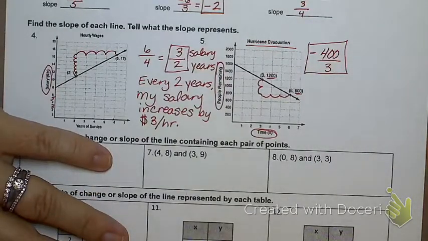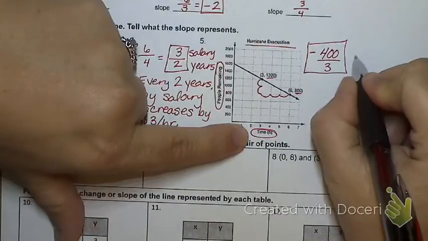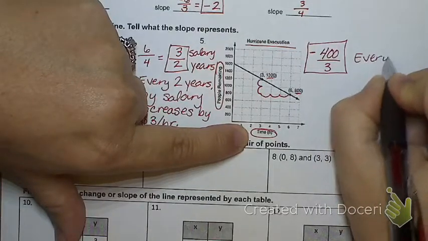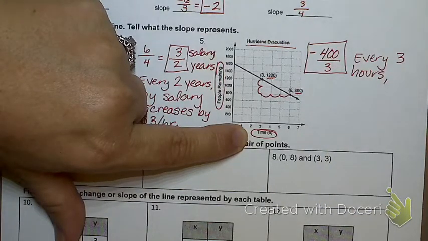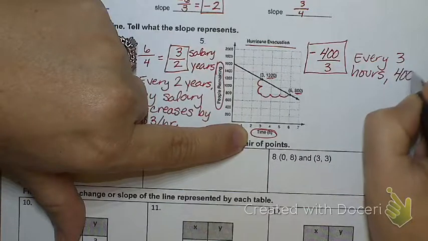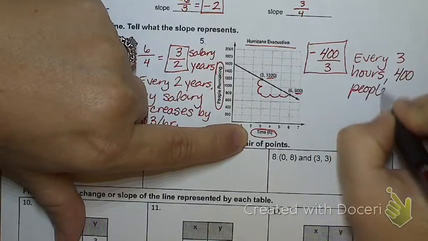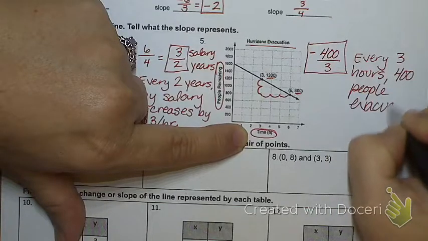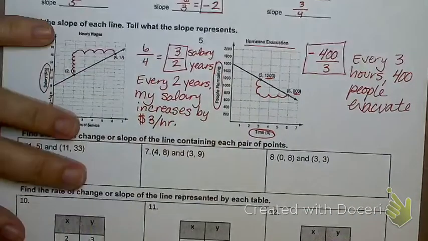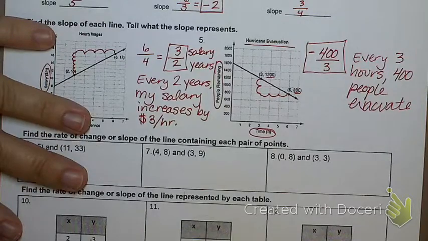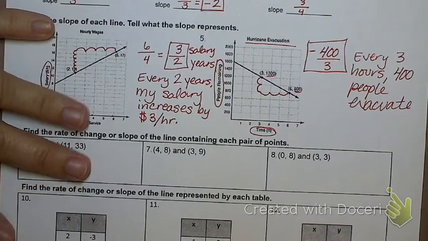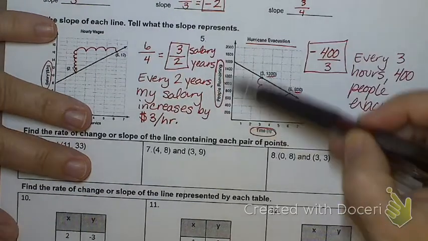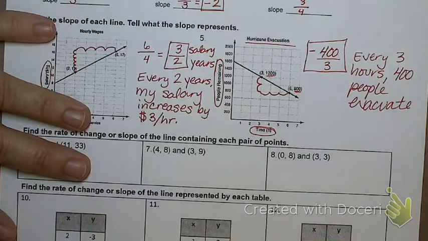What does that mean? Every 3 hours, 400 people evacuate. So in 3 hours, they evacuate 400 people. You could also say something like, every 3 hours, there are 400 less people remaining, if you want to use the terms they use there. Kind of make sense? Okay.